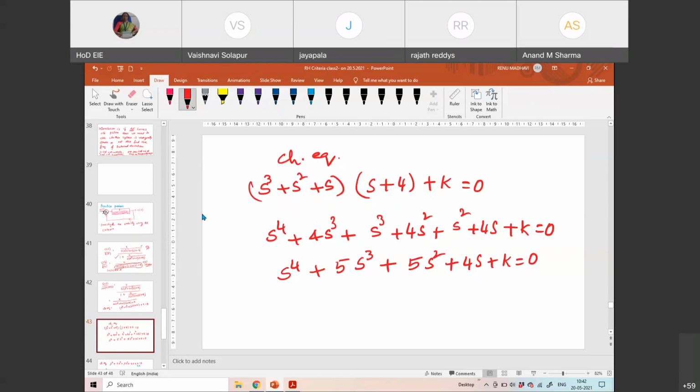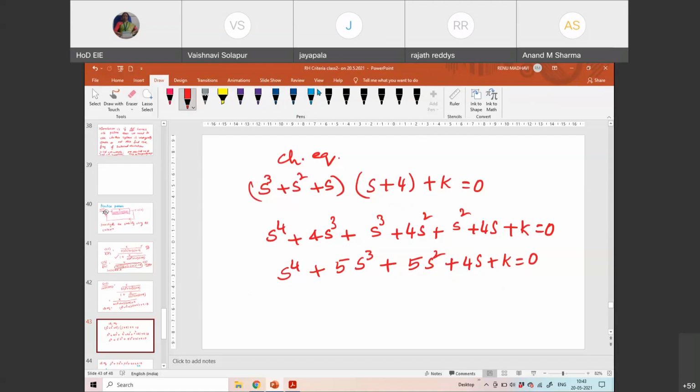But I told you before, when you are writing a characteristic equation, all the similar elements must be combined together. That is s to the power of 4 plus 5s cube plus 5s square plus 4s plus k. So this is your characteristic equation. Is this clear until here? Yes.